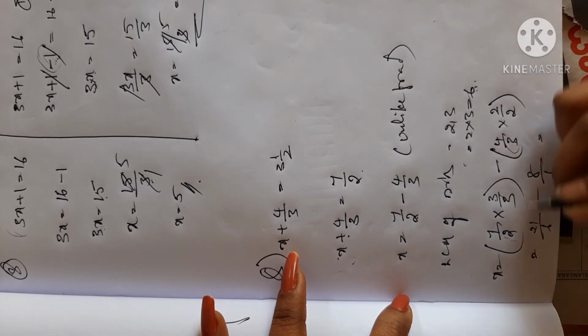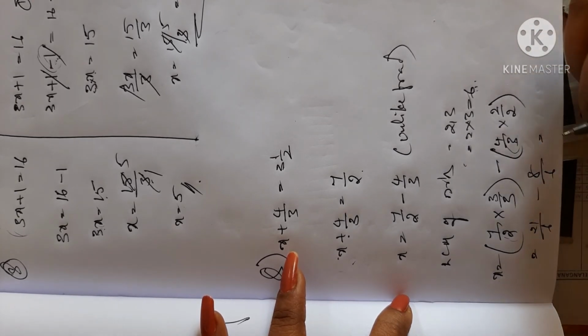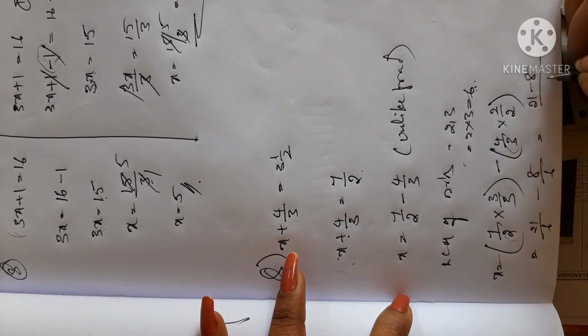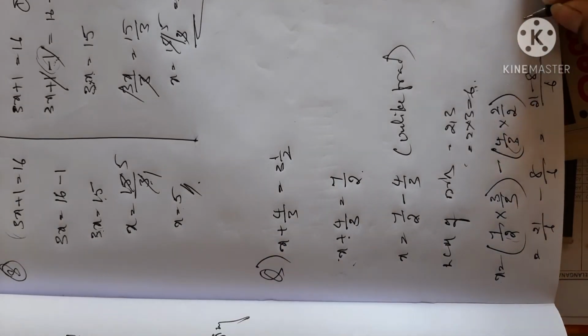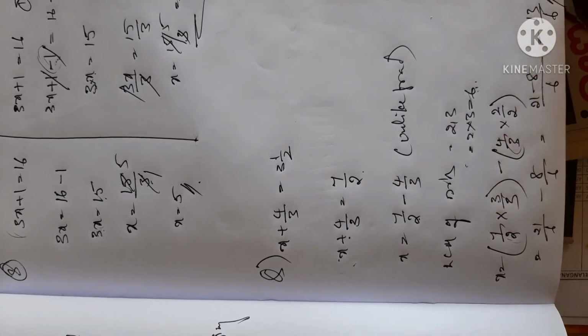Now both are like fractions, both the denominators are 6. Now 21 minus 8 by 6. What is the answer? 13. 13 by 6 is the answer.